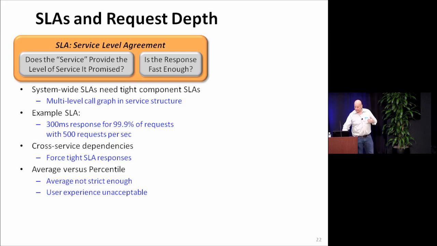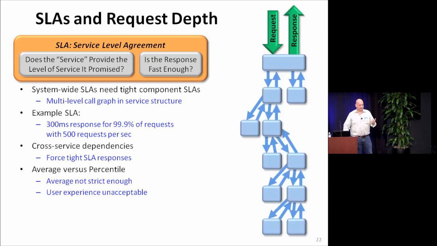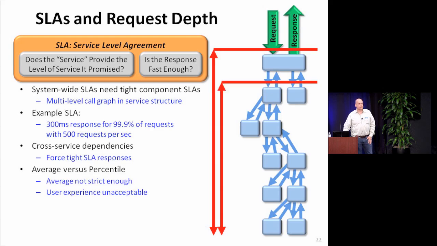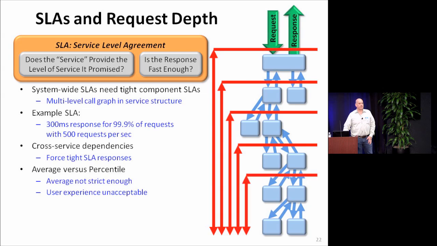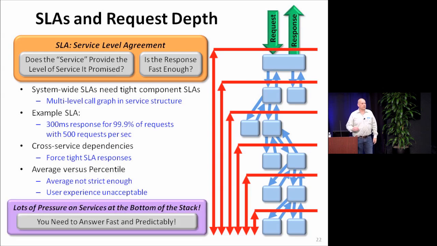which then kind of screws your customer. And so if I have this picture and I have that SLA, that one's tighter, that one's tighter, that one's tighter, that one's tighter, and that one is a real tough one, okay? Because you better be fast in order to make the SLAs that are farther up on the stack. And so there's tons and tons of pressure on the bottom of the stack, and you need to answer that fast and predictably. Today, engineers manage these.